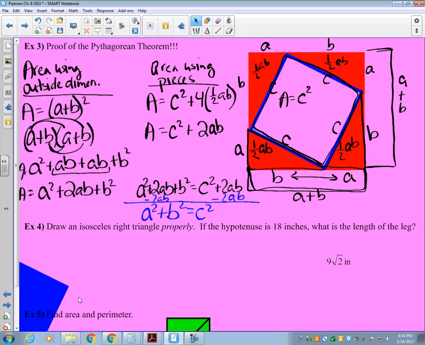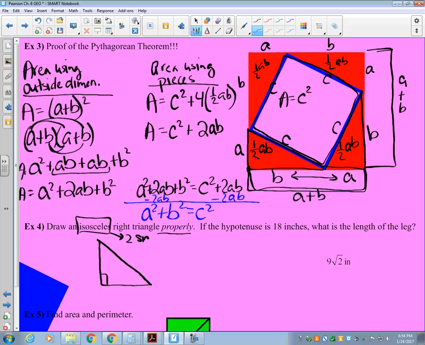All right, so example 4, we're going to draw an isosceles right triangle properly. So let's get our isosceles triangle written down. It is a right triangle. An isosceles triangle has 2 sides equal. So we're going to make that x and x. The hypotenuse is 18 inches, so that goes here.